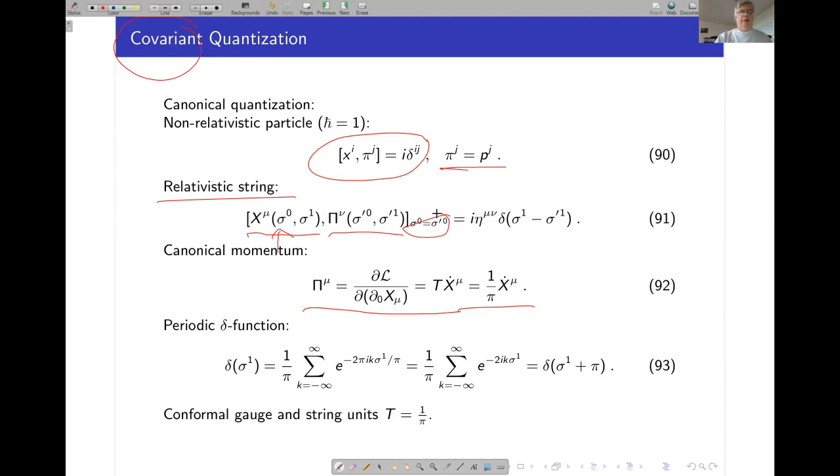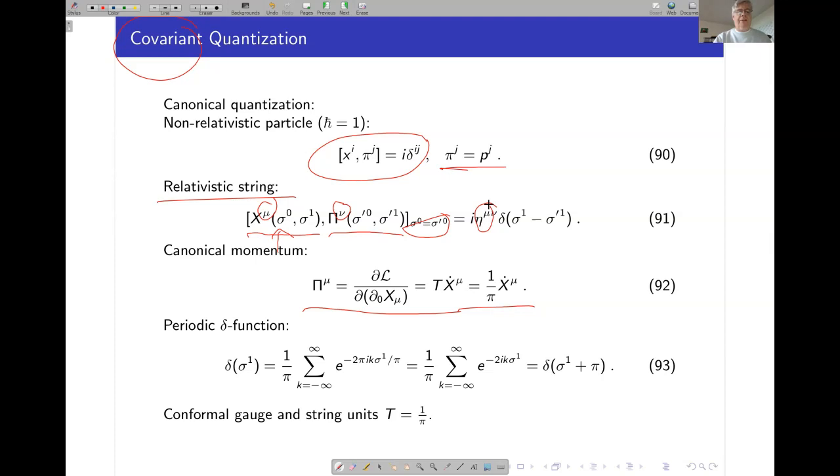What do we have to make of the indices? Well, we have now indices mu and nu, and that works like for the non-relativistic particle, except that relativistic covariance forces us to use the Minkowski metric here. And that will cause some complications because the Minkowski metric is indefinite.